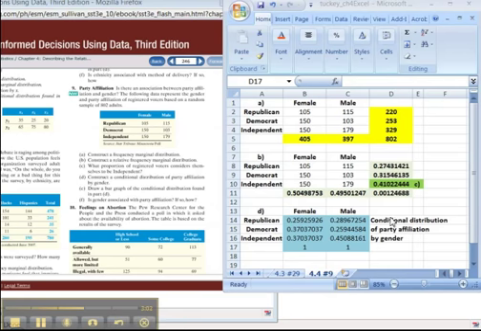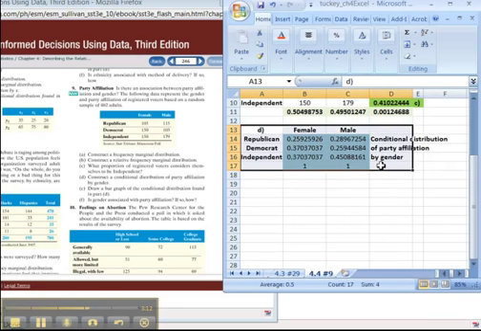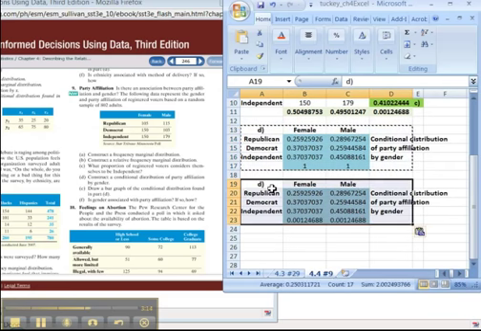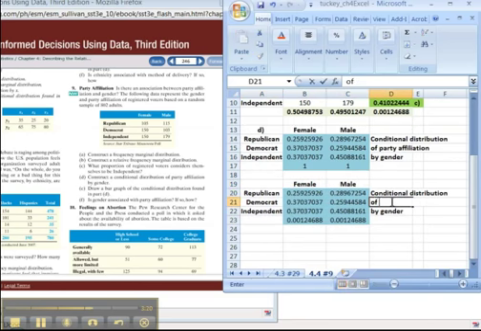So notice I just broke it up into things. But this is by gender. I really wanted you to see that. Then I'm going to do it again. I know they didn't ask for it, but I'm going to copy and paste all this. This isn't really an answer to anything, but I want you to understand the difference. I'm going to do the conditional distribution of gender by party affiliation.